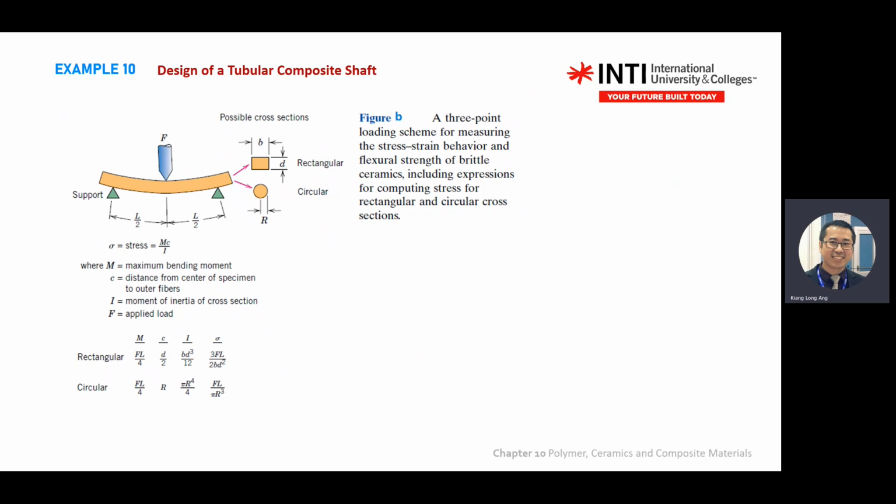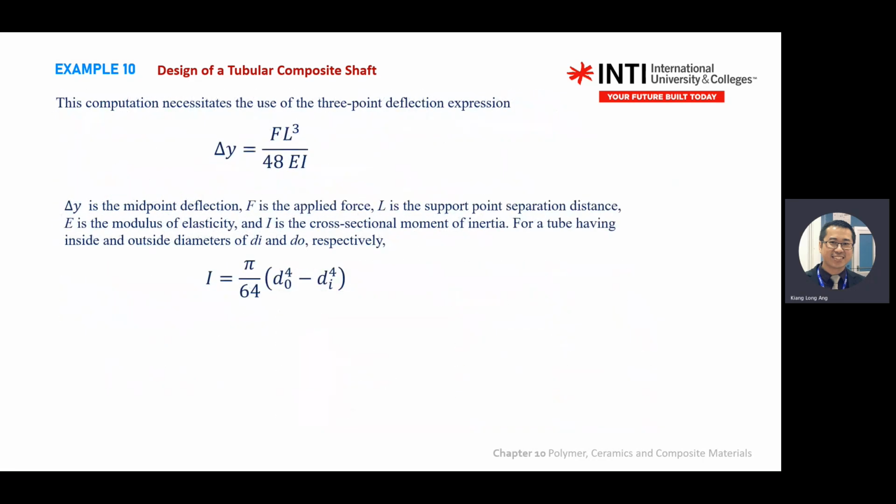It's standard already. So if a bending question comes out in statics, you are expected to know the same thing also. So we apply the equation. If you want to calculate the 3-point deflection, you need to use this equation: delta y equal to FL cubed divided by 48 EI. This one is a 3-point bending. So the maximum deflection y is given by this equation.